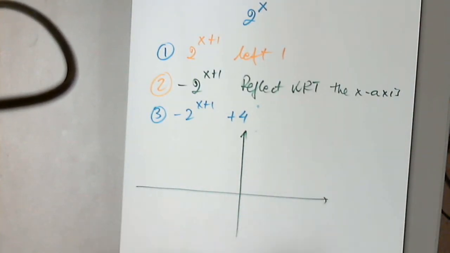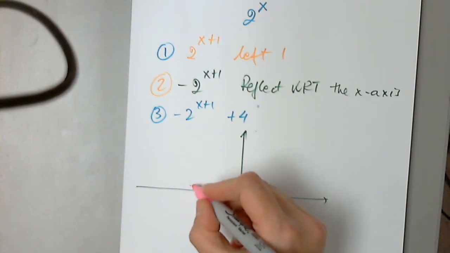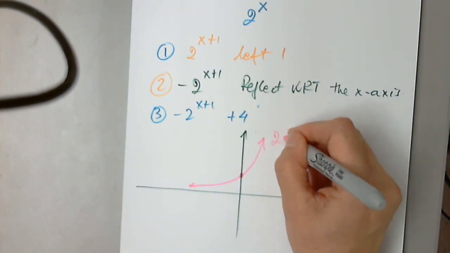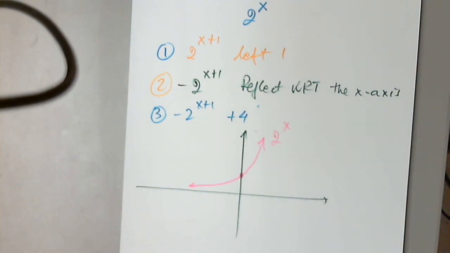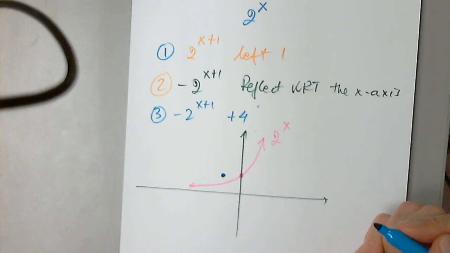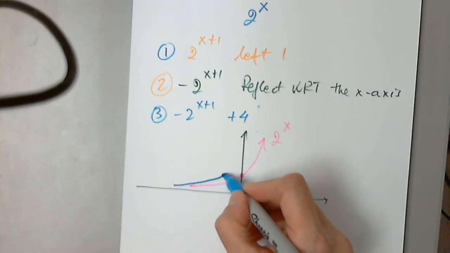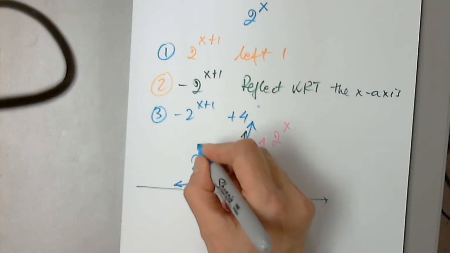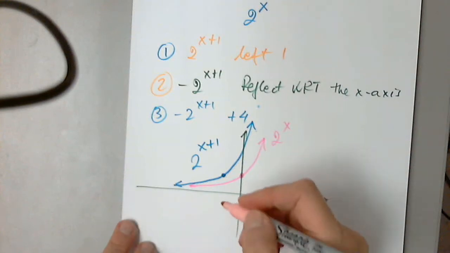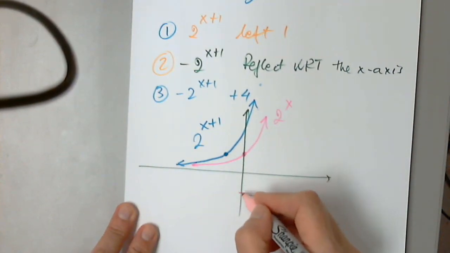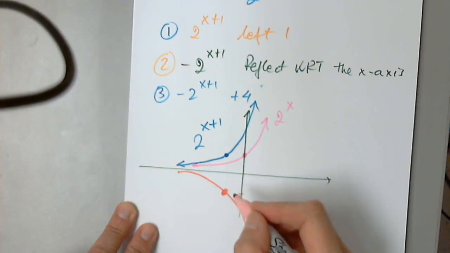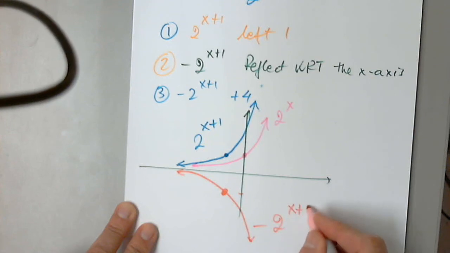Good. Here's the base function. Base function always crosses at 0, 1. Always. So this is 2 to the x. Then you told me to shift it 1 to the left. This marker, this point goes here. 1 to the left. Here it is. So this is 2 to the x plus 1. Then you told me to reflect this. Where does this point go? Yes, excellent, right here. So this is -2 to the x plus 1.